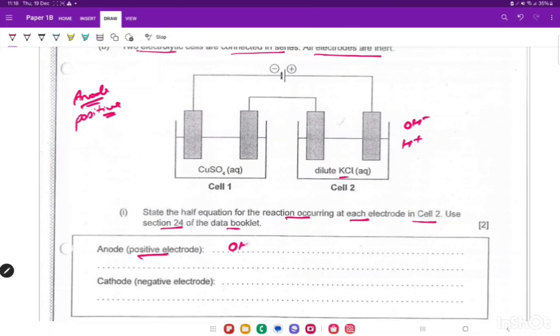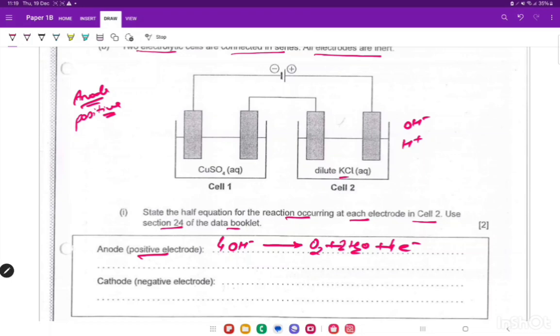The OH minus ions of this aqueous KCl will move towards the anode and undergo oxidation to form oxygen and water, and electrons are given out. If I balance it, there will be 4 OH minus giving 2 H2O and O2 plus 4 electrons. This will be the balanced equation at the anode.